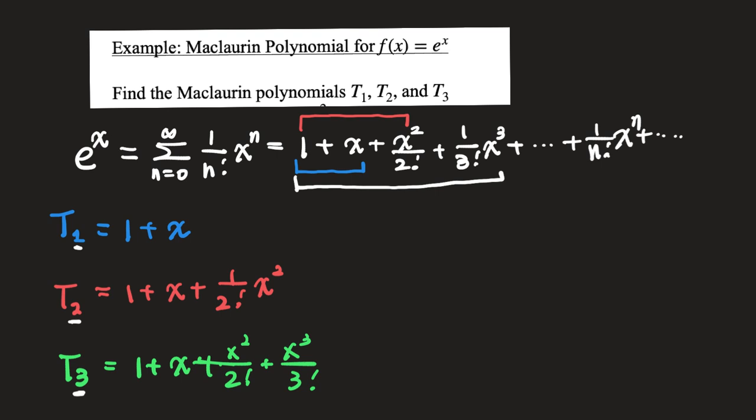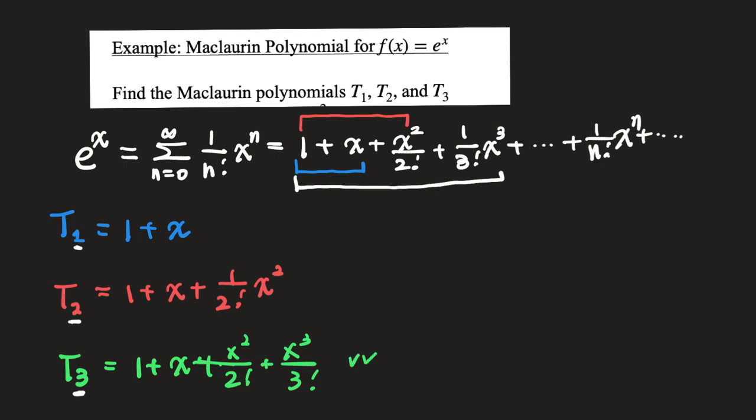Now, the question I'm asking you is: which polynomial would you use to approximate the e to the x function? Which polynomial gives a value closer to e to the x?